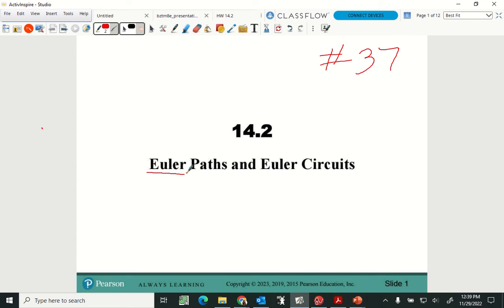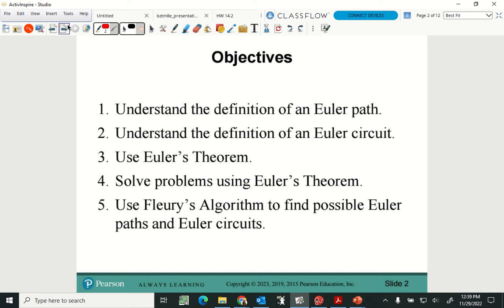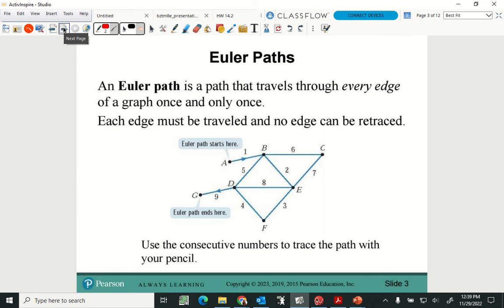So they also refer to it as Eulers back there, because I don't know, they're a bunch of weirdos, eating croissants and stuff. Anyway, so Euler path and Euler circuits. Blah blah blah. Come on. There we go. All right.